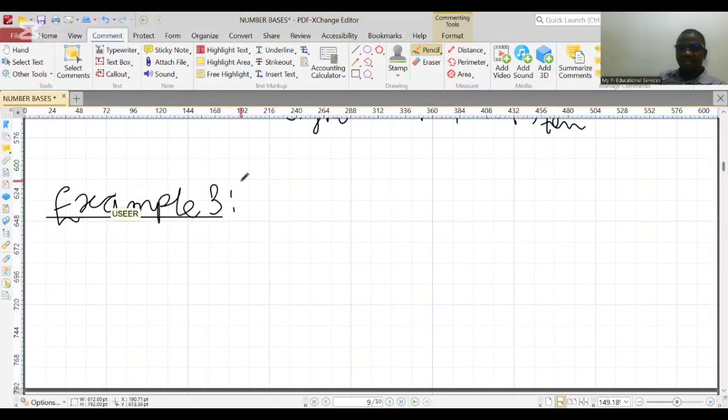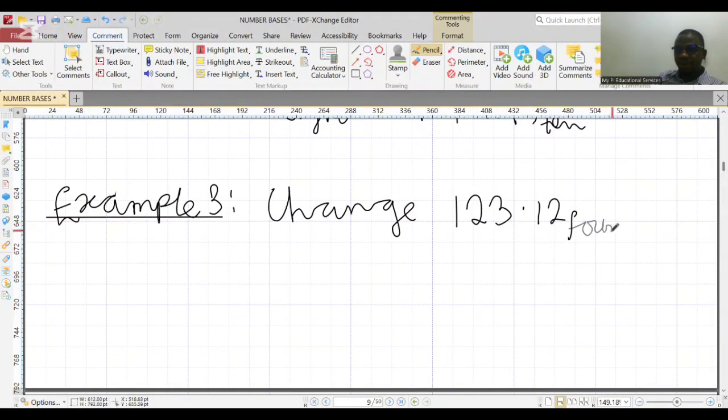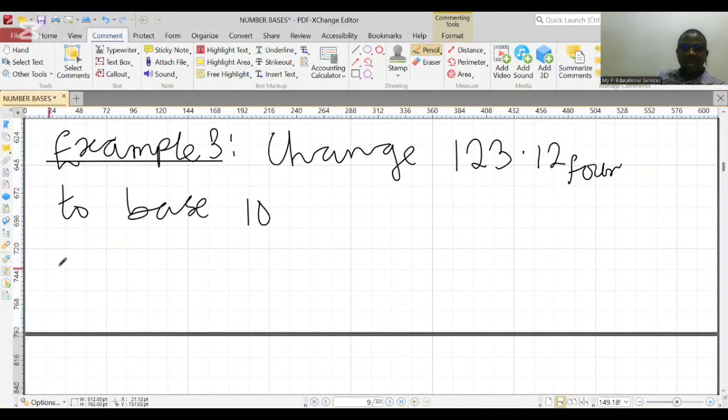now the question says, change 123.12 base 4 to base 10. Now, as usual, we're going to label our digits. So we have 123.12.